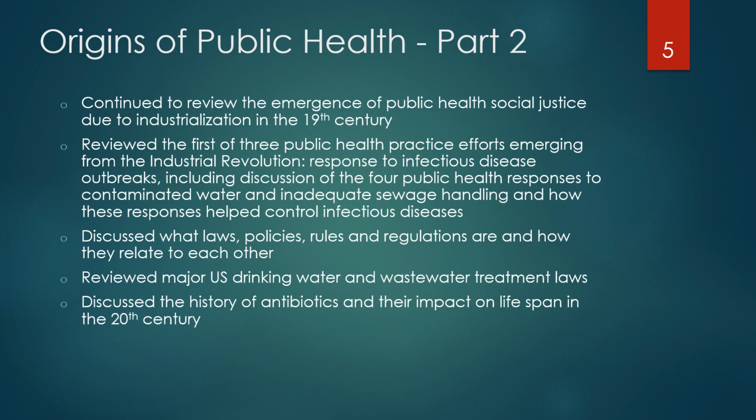In part 2 of this series, we continued to review the emergence of public health social justice due to industrialization in the 19th century, reviewed the first of 3 public health practice efforts emerging from the Industrial Revolution, response to infectious disease outbreaks, including discussion of the 4 public health responses to contaminated water and inadequate sewage handling, and how these responses helped control infectious diseases.